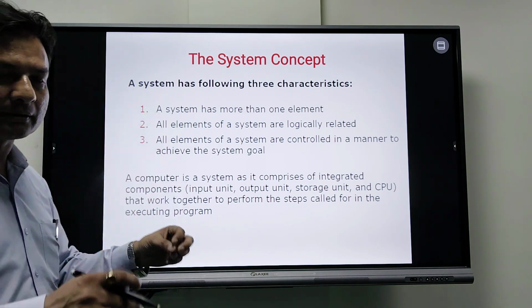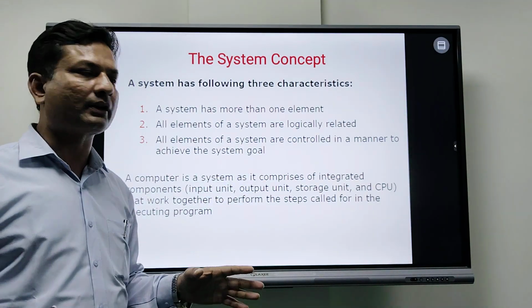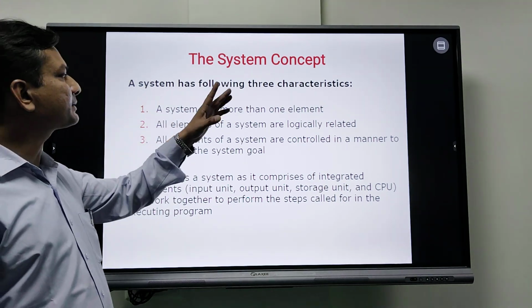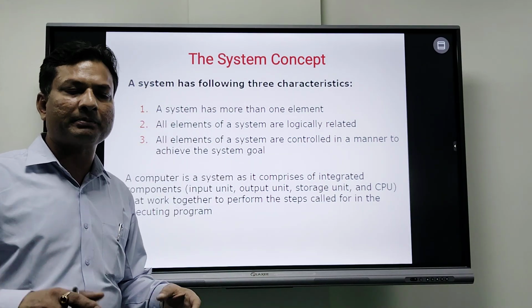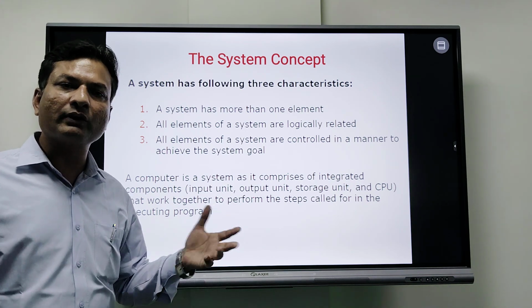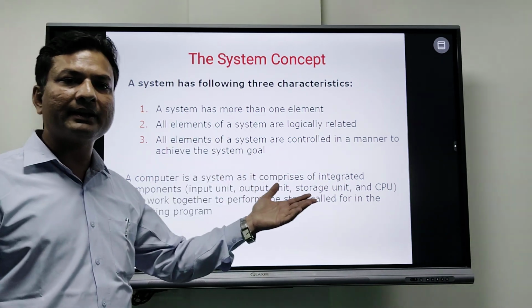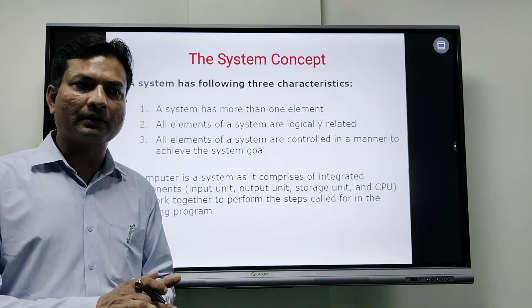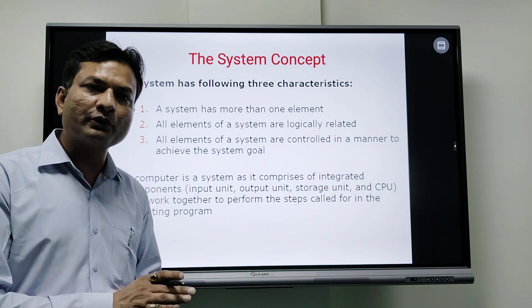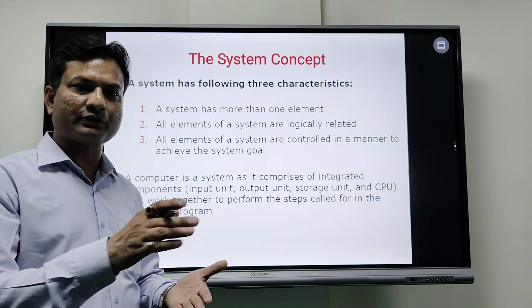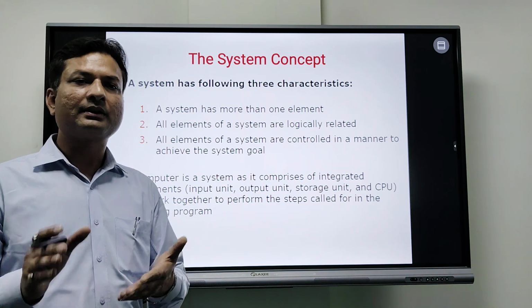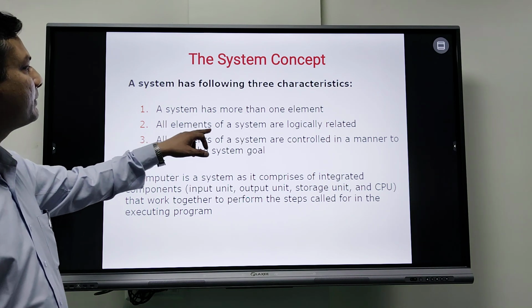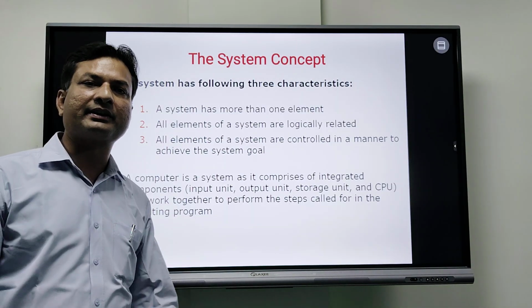Whether any system is available in the world, every system has three characteristics. Number one, a system has more than one element, means it must consist of more than one element. Like in our case, in case of computer system, there are four elements majorly. First one is input unit, second one is output unit, third one is storage unit, and fourth one is central processing unit.